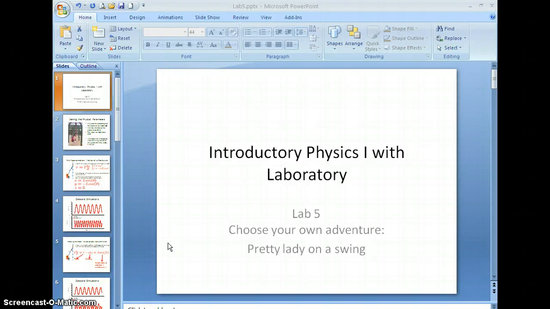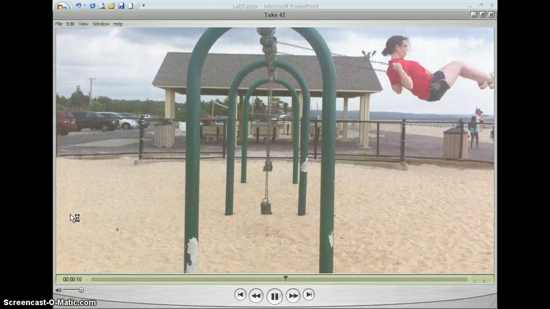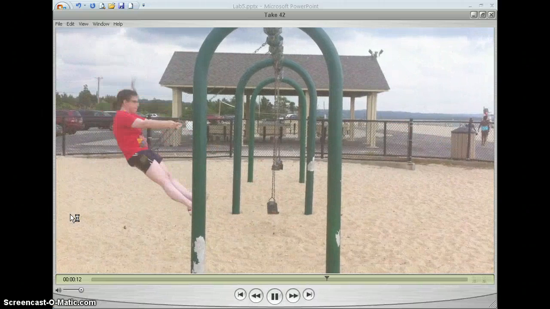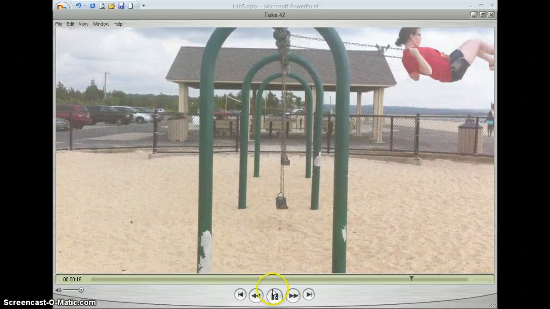So for the Choose Your Adventure lab, I'm going to be simulating the motion of a lady on a swing. We went to a playground nearby and took a video of a subject on a swing. And this is actually the motion that we are going to try to simulate.